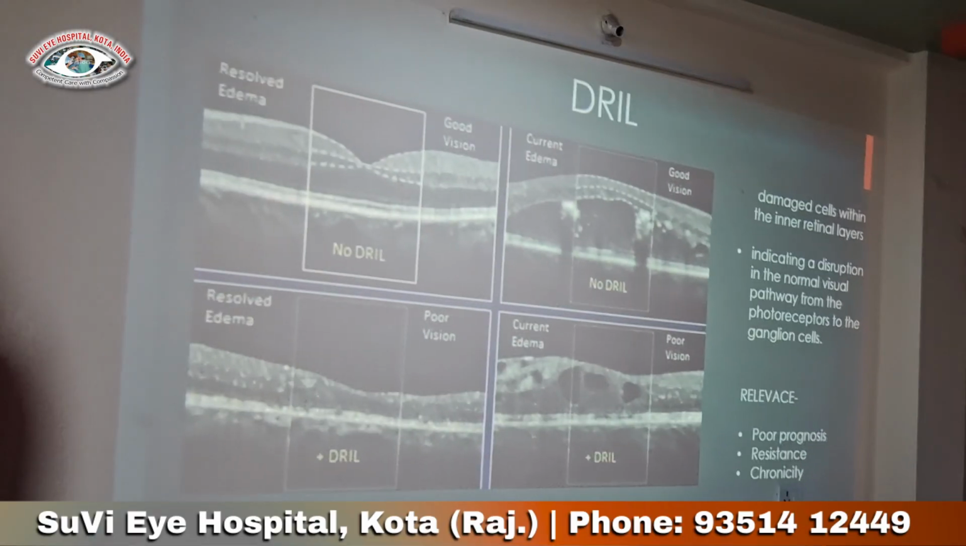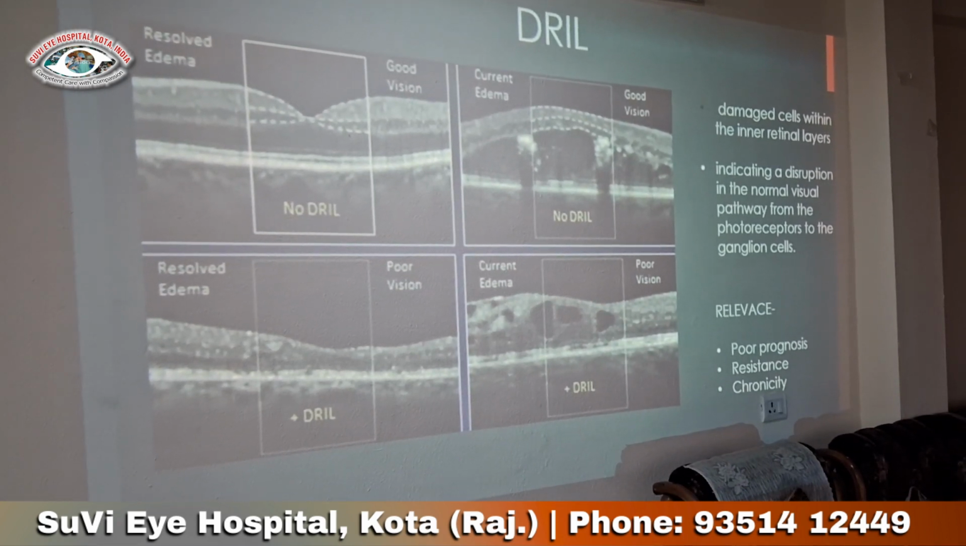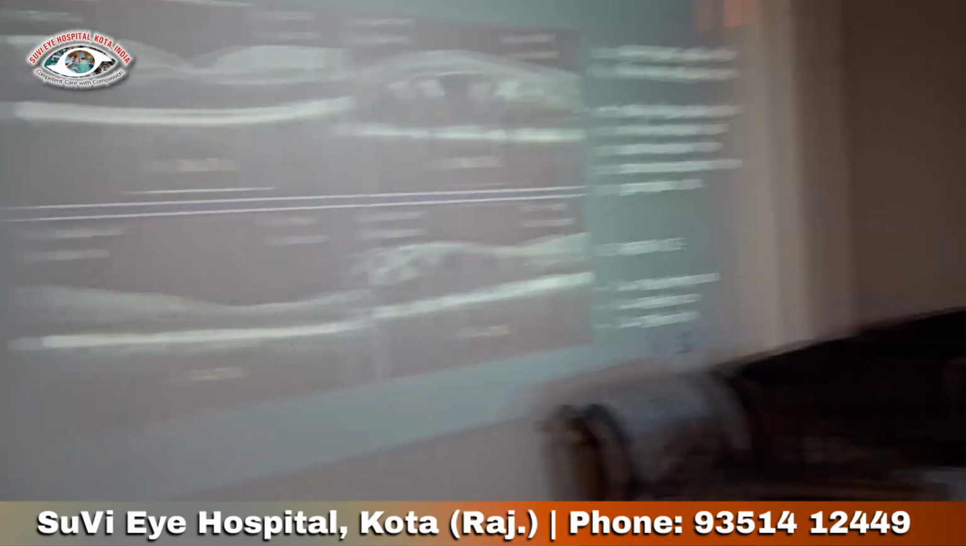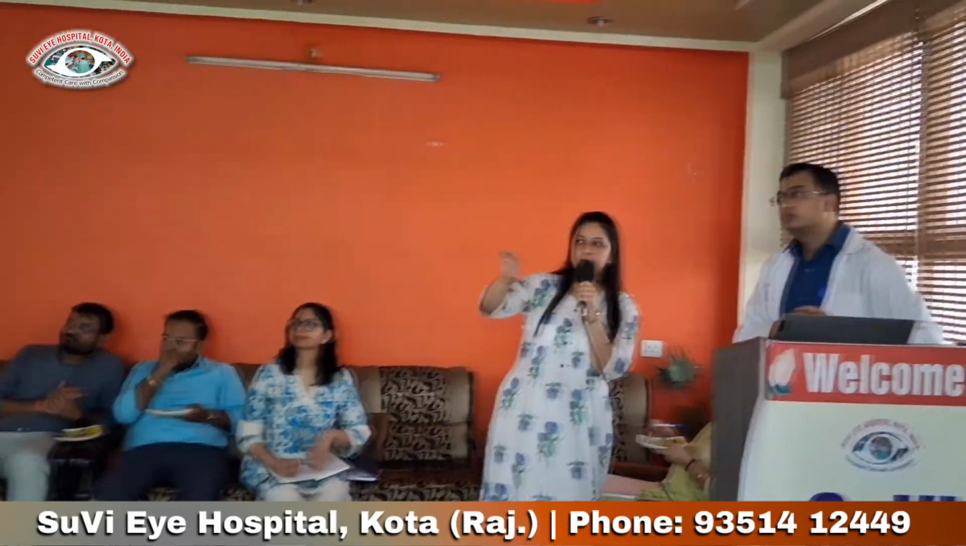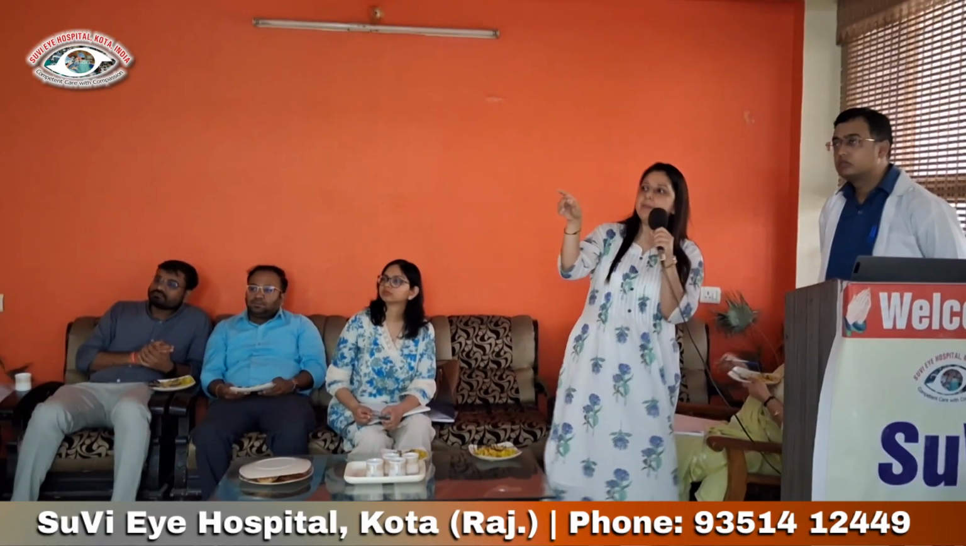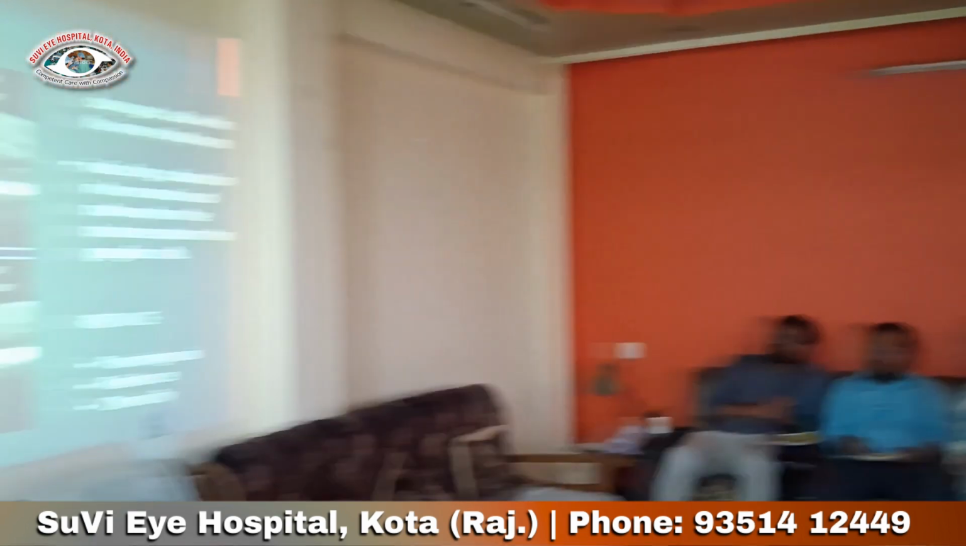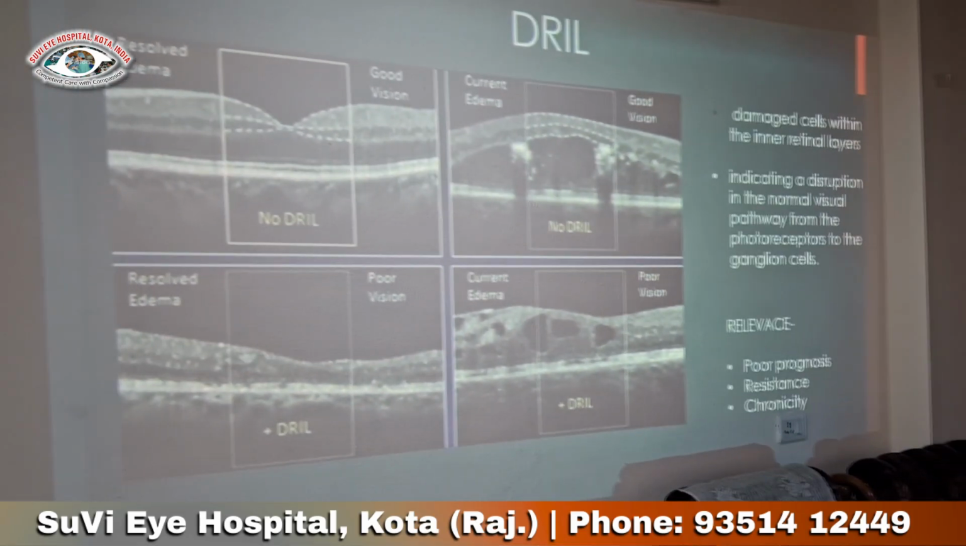Now the very famous one, and it also happens in vein occlusion. So what is it? Anyone? Disorganization of inner retinal layers. In the first picture there is no disorganization of the inner retinal layers, because all the layers are in the same plane: inner plexiform, outer plexiform, inner nuclear, and outer nuclear layers. But in the third picture, the continuity is lost in the center.